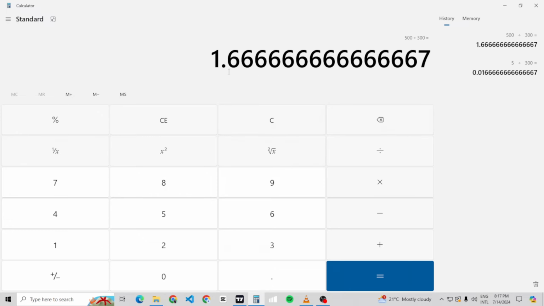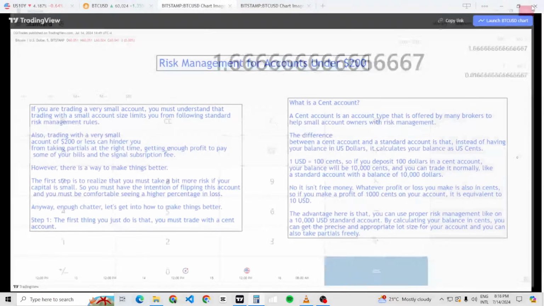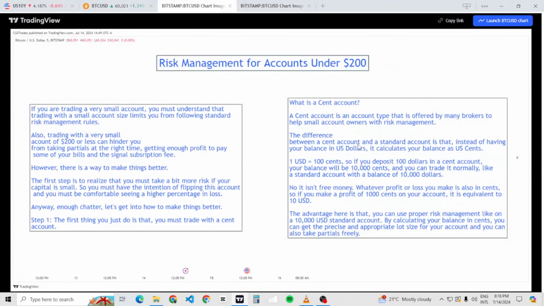So this is the good thing about the cent account. It helps you to manage your risk properly. So now with this 1.66 lot size, you can take partials as many times as you want. You can come and say, okay, I want to take away 0.2 here. I want to take away one lot at the end. It will still remain 0.66 lot size. Come again, take away 0.1, things like that. You can take partials. It gives you that flexibility. Okay, so that's the advantage of having a cent account.